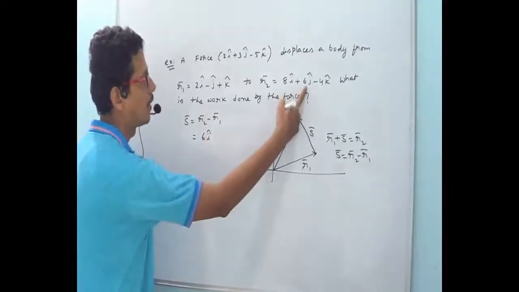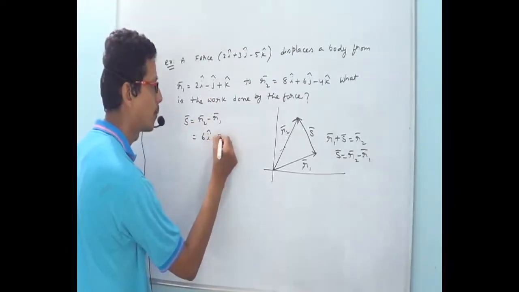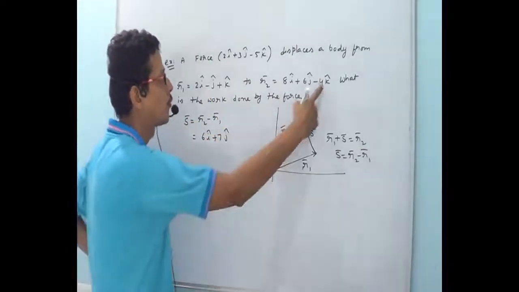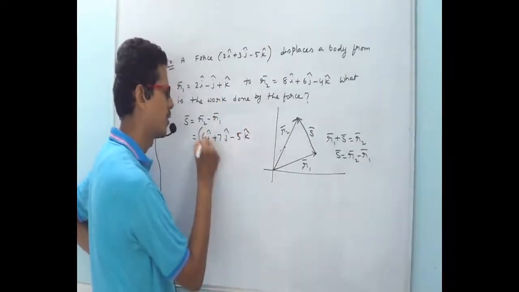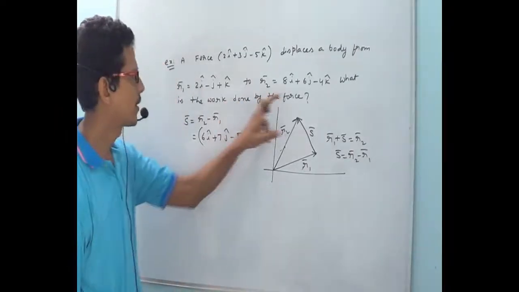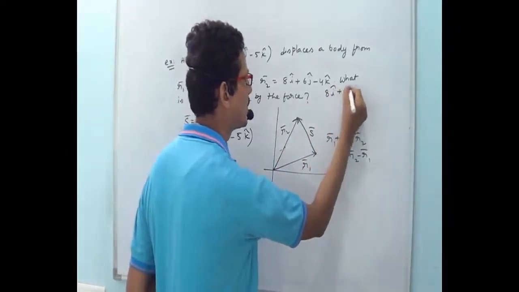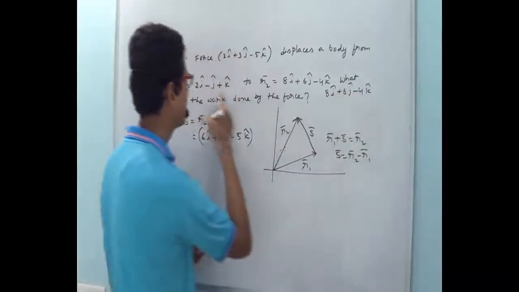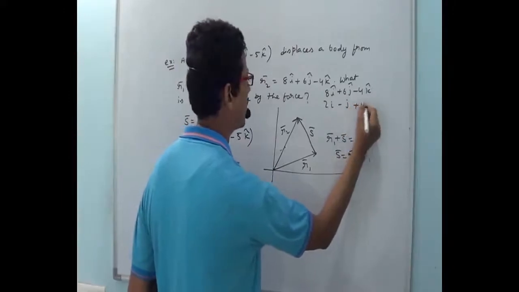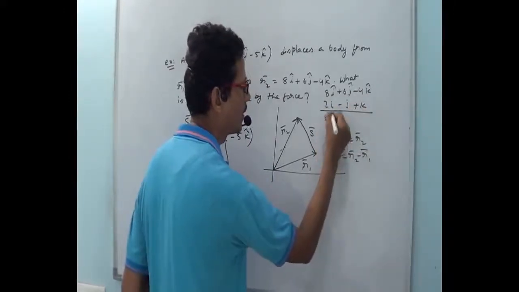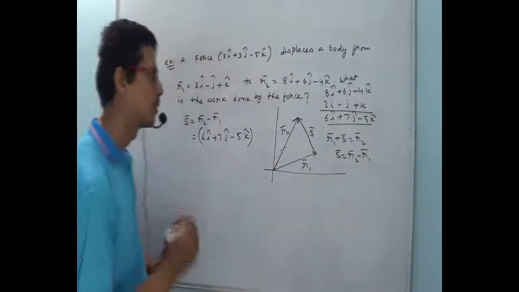6i and 6 minus of minus plus 7j minus 4 minus 1. Okay, minus 5k. You understood this? I have subtracted R2 bar minus R1 bar, that is S bar. R2 is 8i plus 6j minus 4k, and R1 bar is 2i minus j plus k. If I subtract this, 6i plus 7j minus 5k, that is the displacement vector. This is the displacement vector.